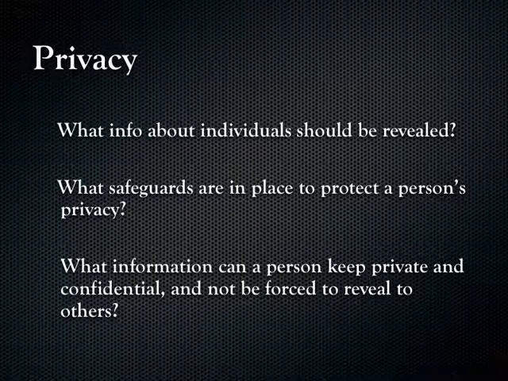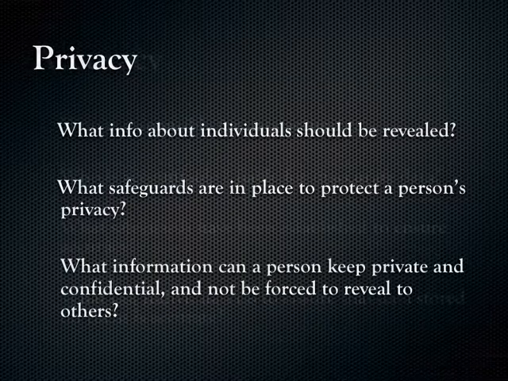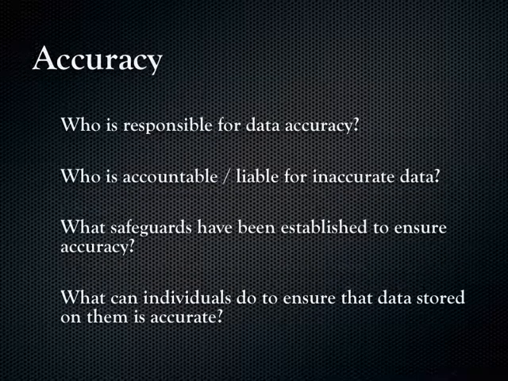When we start being concerned about privacy, one of the next things we're concerned about is the information that is stored about me, is it accurate? And that's the second of the PAPA ethical concerns. Accuracy asks the question, who's responsible for the accuracy of the data? And who's accountable or liable for inaccurate data? We all know, of course, that inaccurate data can be extremely harmful, and someone needs to be accountable to find that data and correct it.